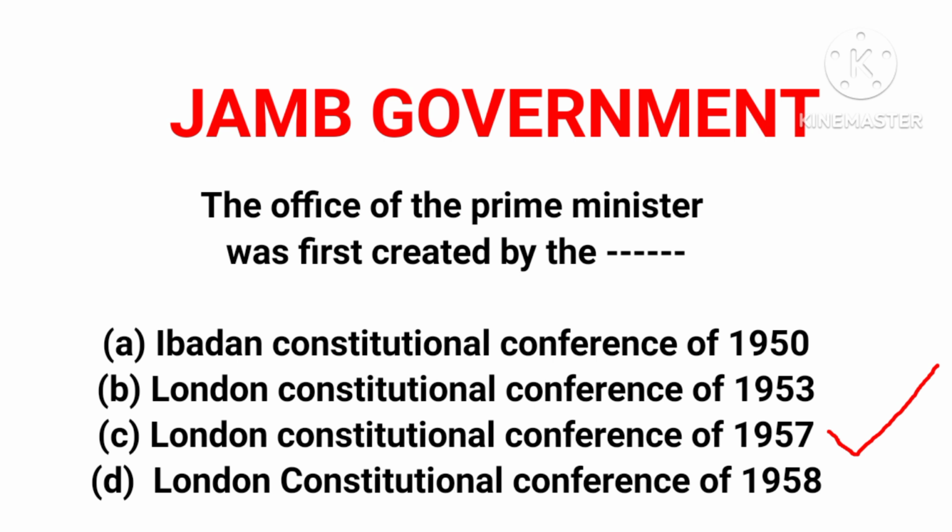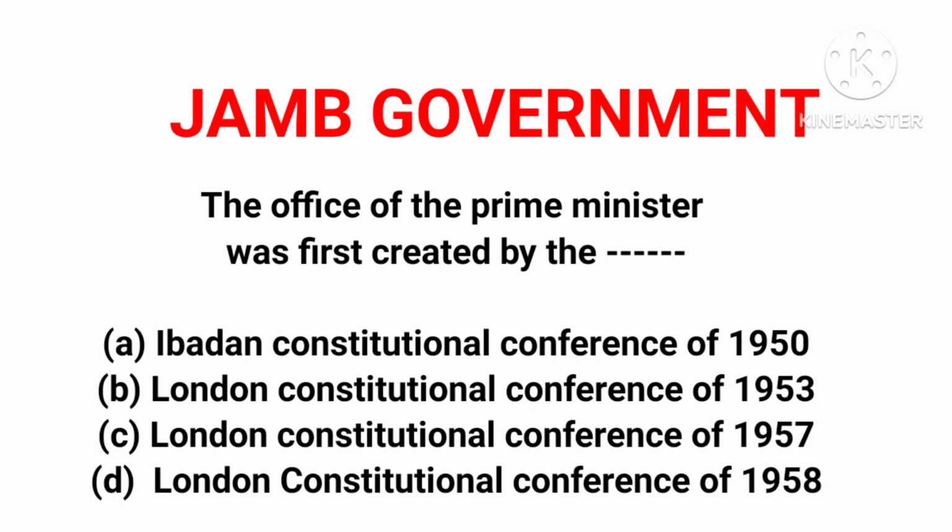Now, in 1957, a constitutional conference was held in London to discuss Lyttelton's 1954 Constitution. And after the conference, there were some outcomes. The Eastern and Western regions were to be granted self-governance immediately after the conference. The North would become independent in 1959, although this was not later implemented. The office of the Prime Minister of the Federation was to be created. Can you see that? The office of the Prime Minister of the Federation to be created.